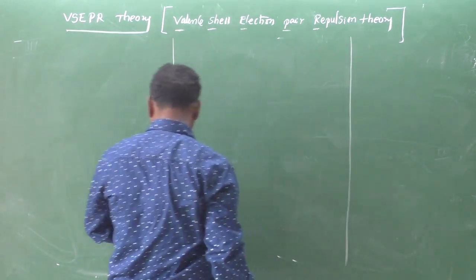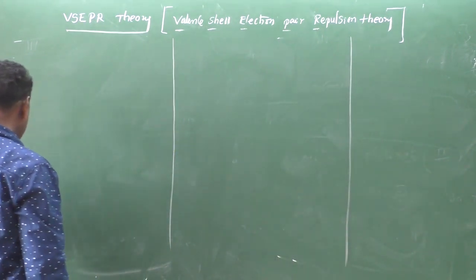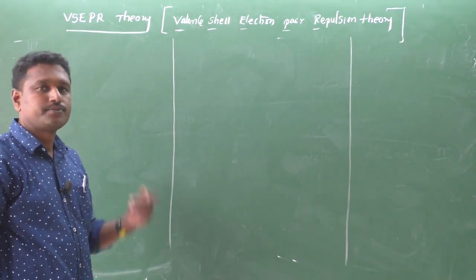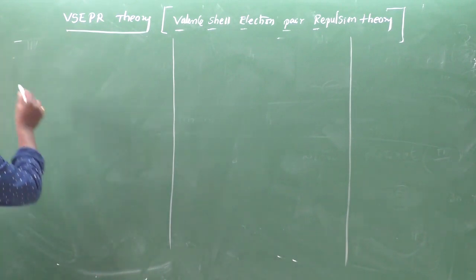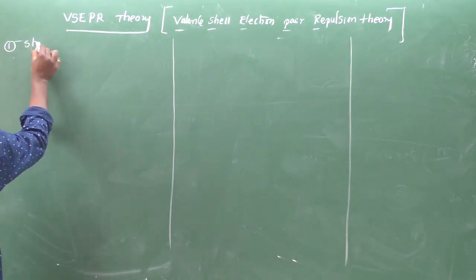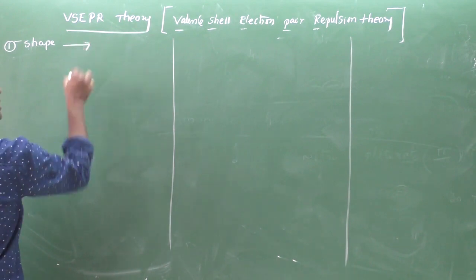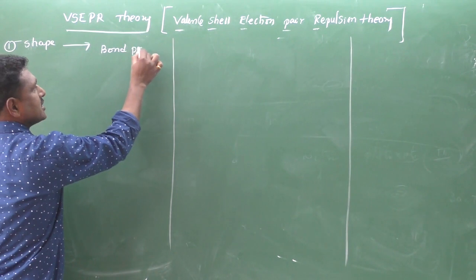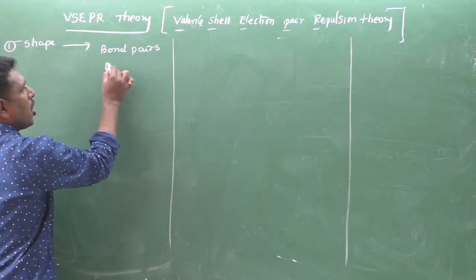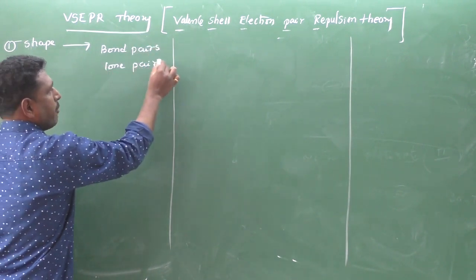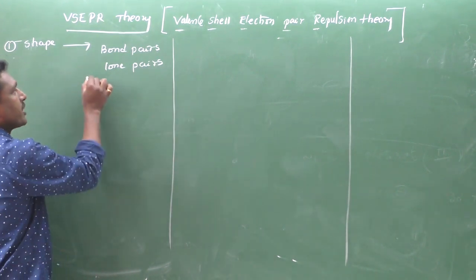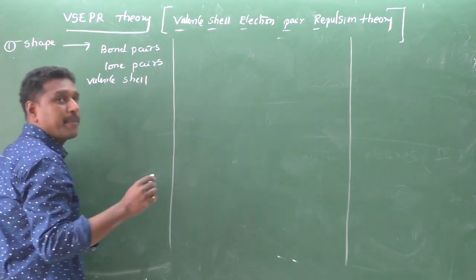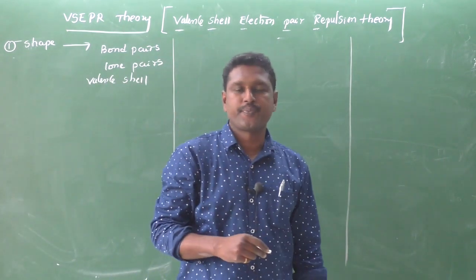The first postulate is: the shape of the molecule is determined by bond pairs as well as lone pairs which are present in the valency shell. Bond pairs as well as lone pairs.